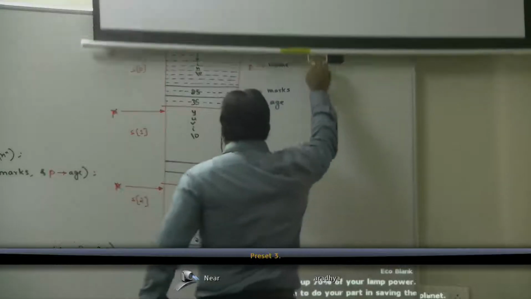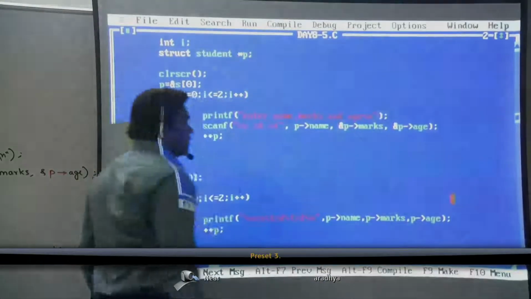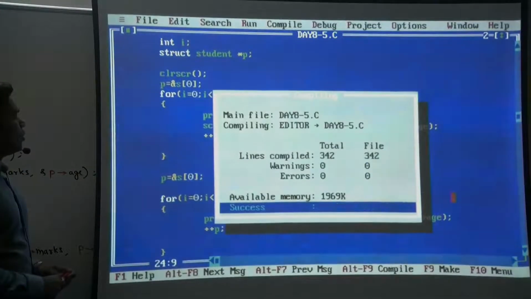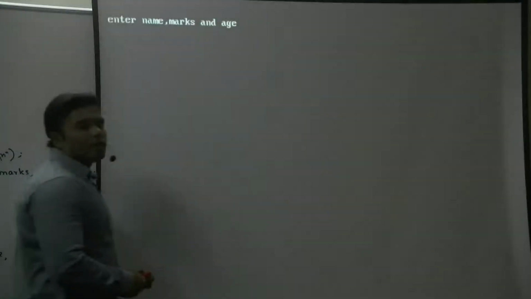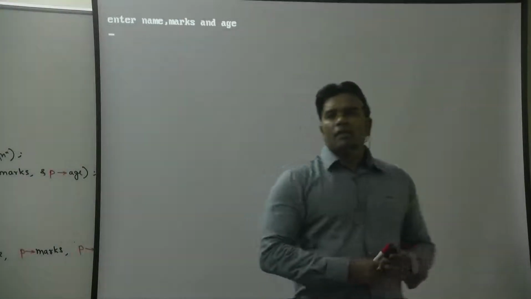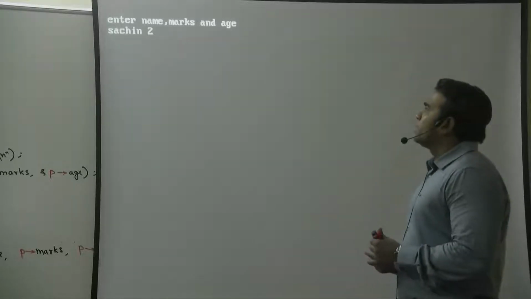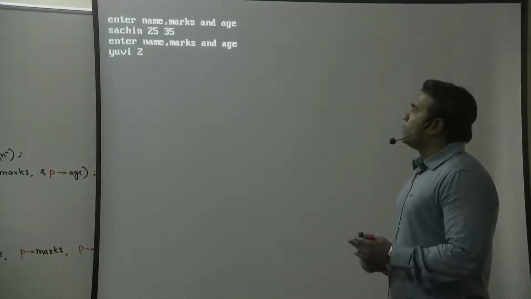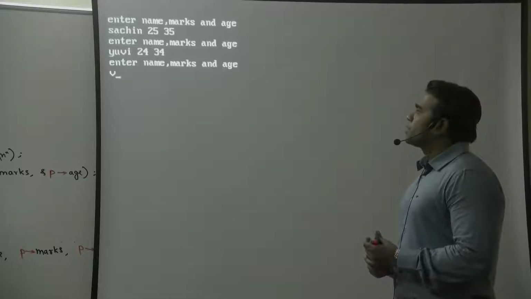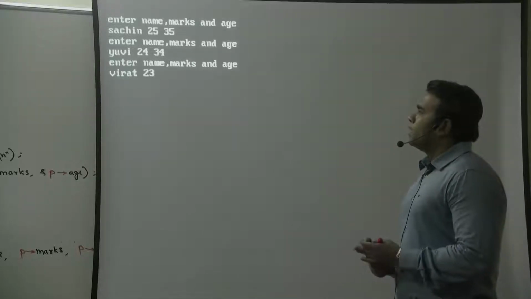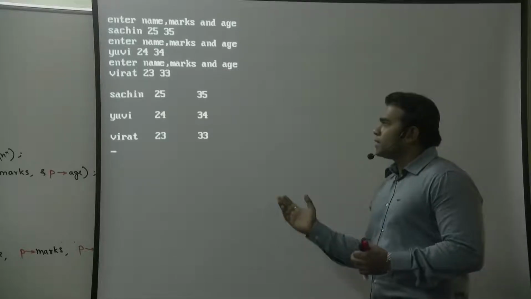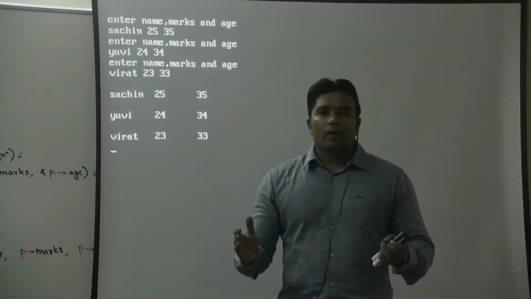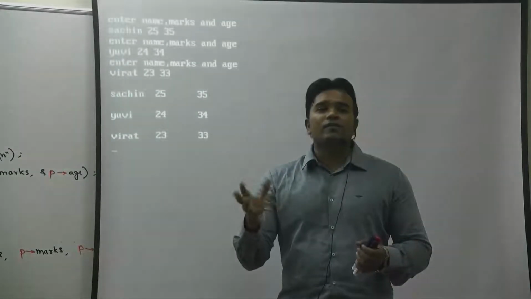Please notice the changes that have been made. Now when I compile, no issues. When I execute, the same story, it is asking the same input. I would be giving Sachin 25, 35. Similarly, UV 24, 34. Similarly, Virat 23, 33. Like this, if I give 100%, we would be getting the same output as what we got previously. I hope all of you have been able to understand the basics of structures.